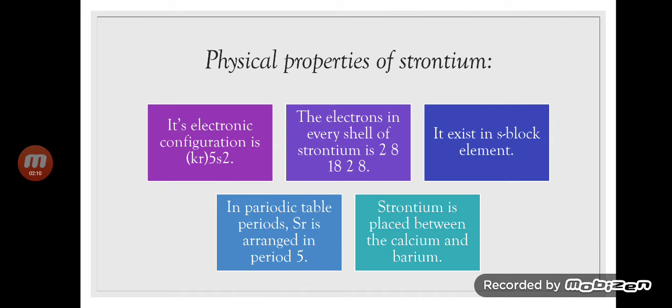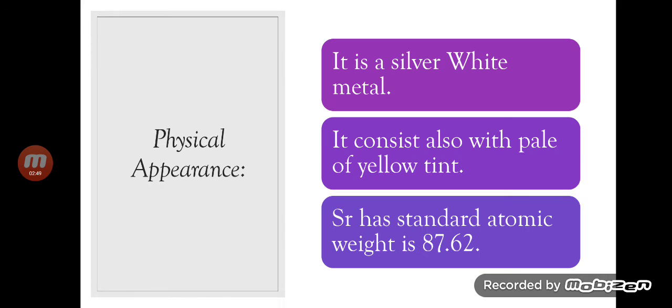Physical properties of strontium. Its electronic configuration is krypton 5s2. Yani ke piche krypton wali hi electronic configuration hai aur uske aage 5s2 bas laga dena. The electrons in every shell of strontium are 2, 8, 18, 8, 2. It exists in the S block. In the periodic table, strontium is arranged in period 5. Strontium is placed between calcium and barium. Ye calcium aur barium dono ke darmiyan mein hai.